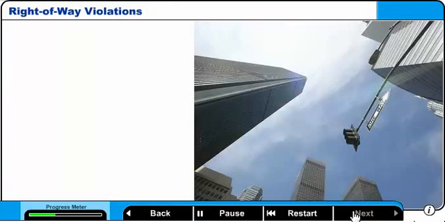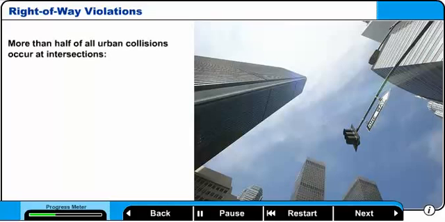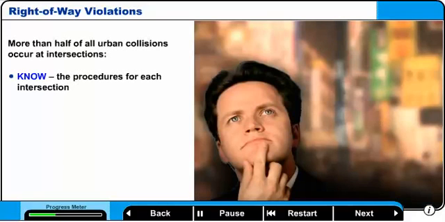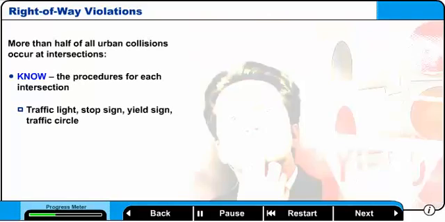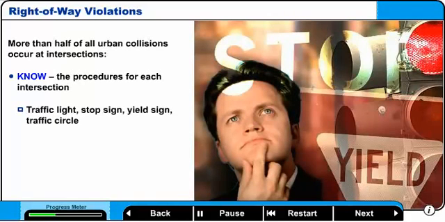Now let's look at right-of-way violations. Crashes categorized as running a traffic control, a signal light or a sign, or turning left into oncoming traffic are most likely to occur at intersections. In fact, that's where more than half of all urban crashes occur. So it's important to know the procedures for each intersection you come to, whether it's a traffic light, a stop sign, a yield sign, or a traffic circle.